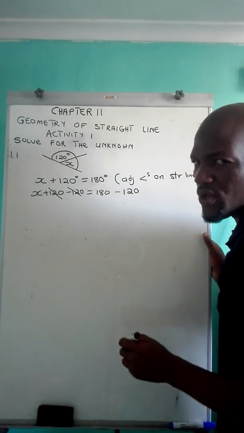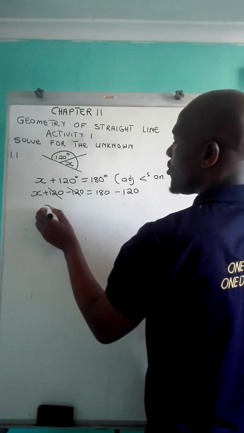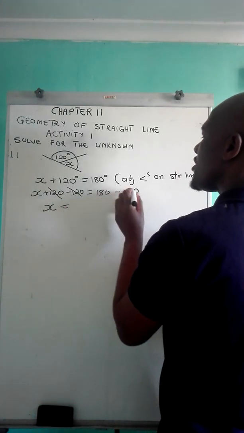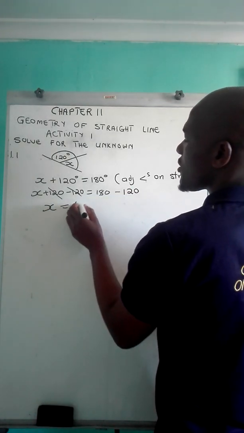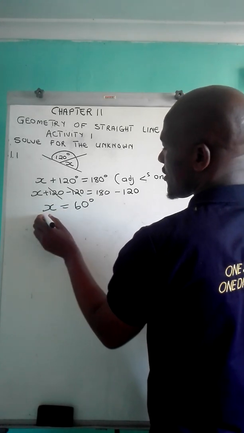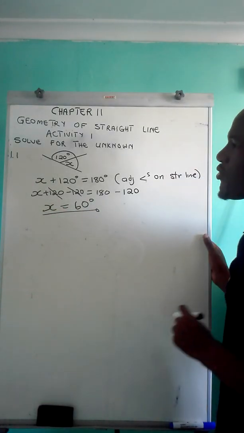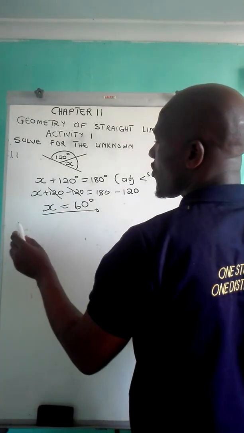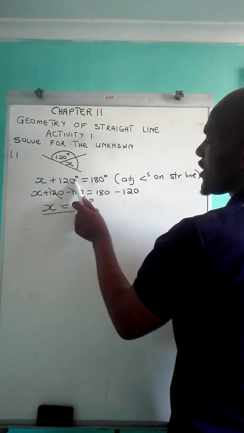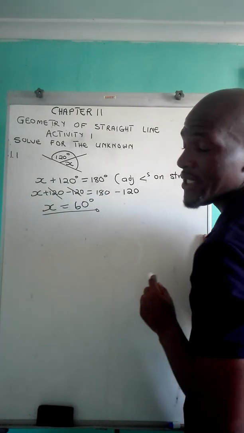120 and minus 120, they cancel. So this is x. What is 180 minus 120? It is equal to 60 degrees. Done with 1.1. Always, adjacent angles on a straight line, they sum up to 180.